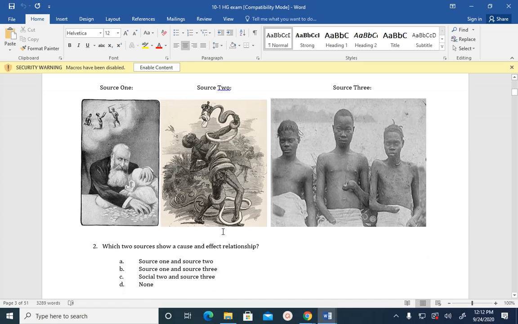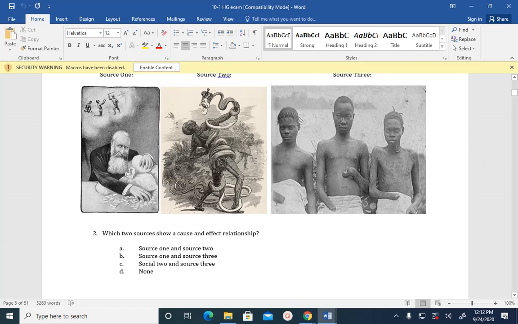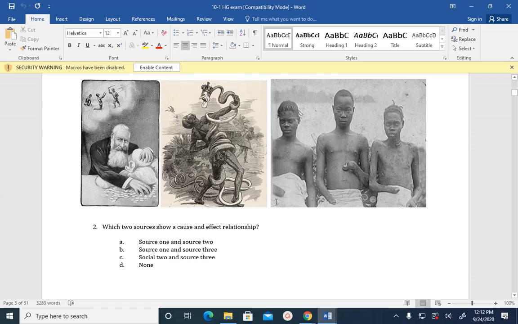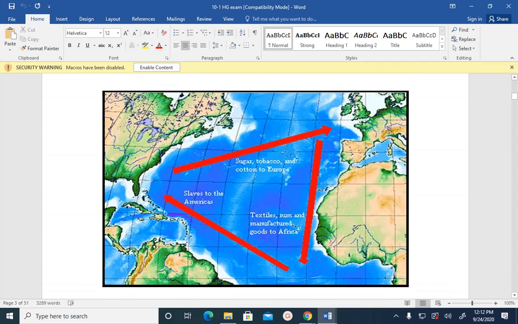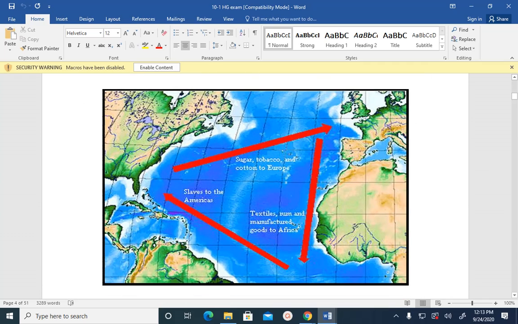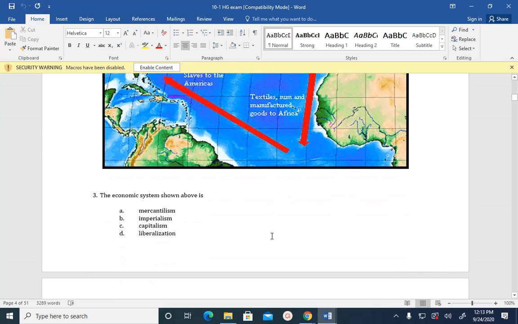We're going to be studying Africa tomorrow, and when we study Africa, we'll be looking at some sources from Africa, and we might try to look at some cause and effect relationships. Another relationship that we want you to get in A1 is cause and effect between 2 sources. Same skill is being done here with these 3 sources in a multiple choice. Which 2 sources show a cause and effect relationship? We might have some simple ones that have a map and say, okay, what are we showing you here? Sugar goes this way, textiles and rums goes this way, slaves goes this way. What kind of economic system is being shown there?